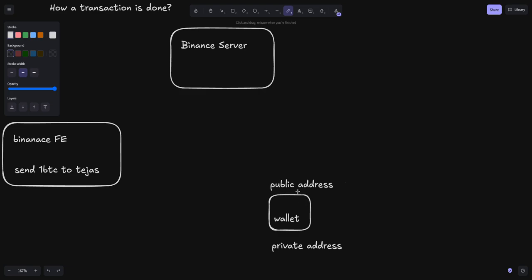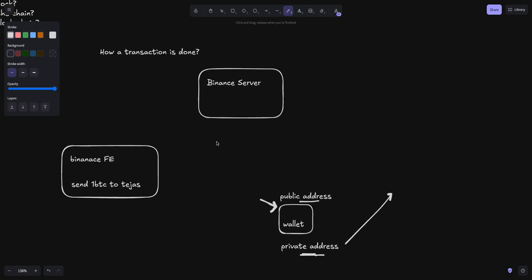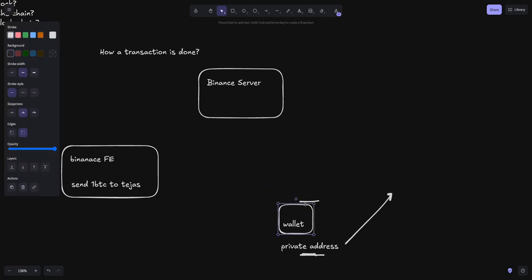I hope you got this. So the public address is something we send out to people, right? We send it out to the world that, hey, this is my address. If you want to send money to me, send it to this public address. If I send money to you, I will use this public address and my private address. We will come back in the same video to how this private address is used. I hope this makes sense. Cool.